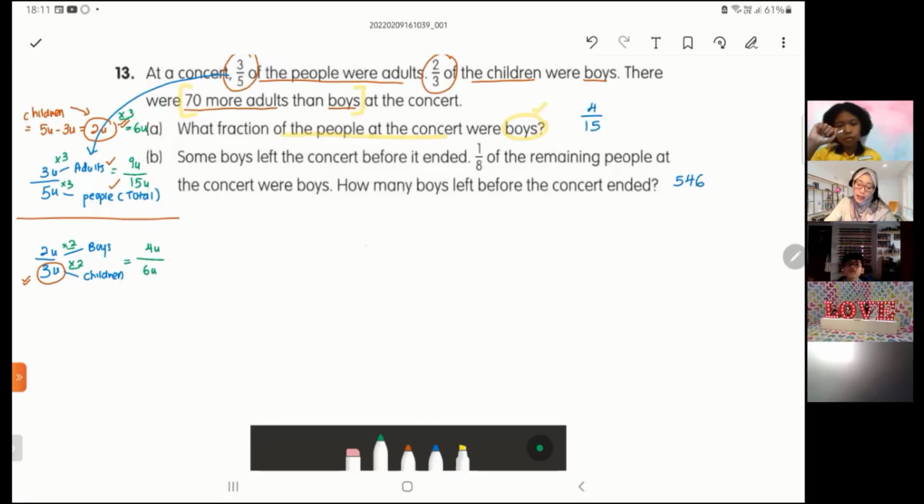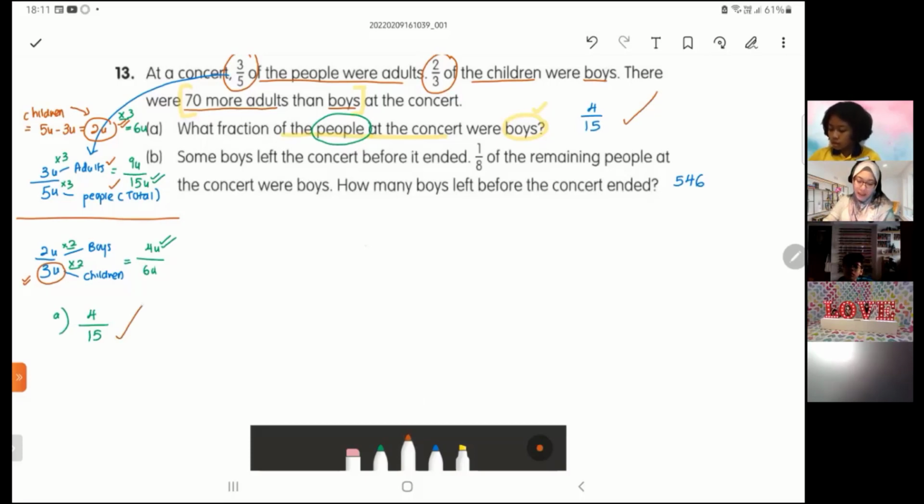Okay, now they ask you for part A, what fraction of the people are boys, right? So the boys, let's look at the boys. This is my boys, of not the adult, of the people. The people is this one. So we pluck out all this. So part A is 4 over 15. So part A answer is correct. Understand? Okay, now next one.